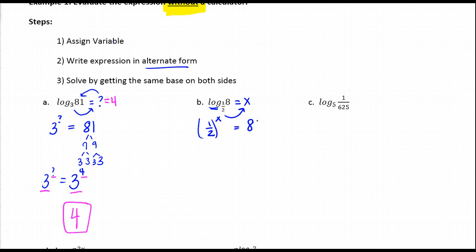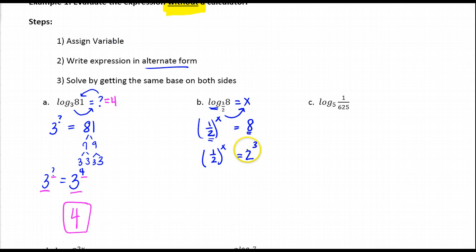And here's where things get a little tricky. I've got a fraction and one that's not. And I know that this is base 2 and this is base 8. So that's not going to work for me. But there's also something to be said about the fact that I have a fraction and a whole number. So I'm just going to write this as 1/2 to the x power equals 2 to the 3rd, because we know 8 is 2 to the 3rd.